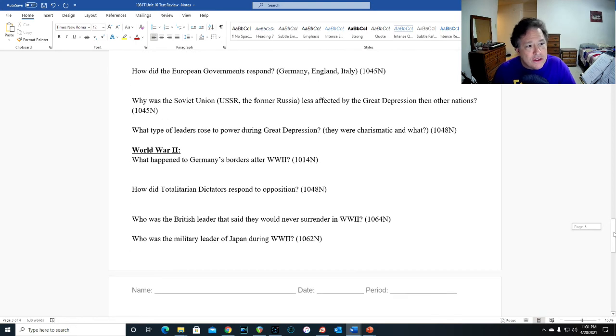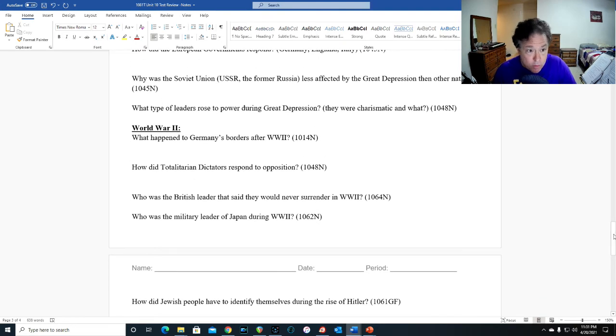Why was the Soviet Union, the USSR, the former Russia, less affected by the Great Depression than other nations? The reason for that is because they had a closed command economy. In a communist system, the government takes over the entire economy. The government runs everything, owns everything, determines the prices of everything, and determines how much of everything will be produced. So they were somewhat insulated from the Great Depression because of their various policies.